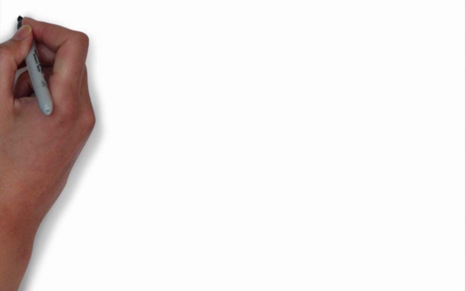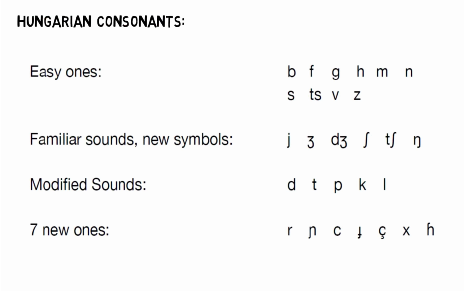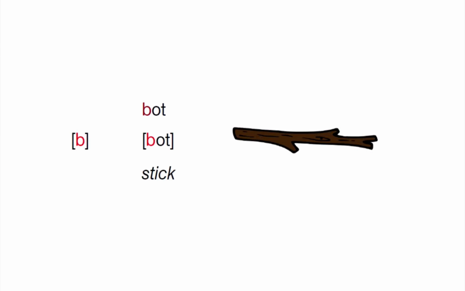Hi. Hungarian has 29 consonants. If you speak English, 18 of these are familiar sounds. 4 will be slightly modified versions of familiar sounds, and 7 will be really new. We'll be starting with 10 really straightforward sounds in IPA symbols.